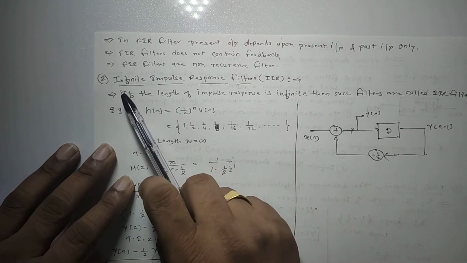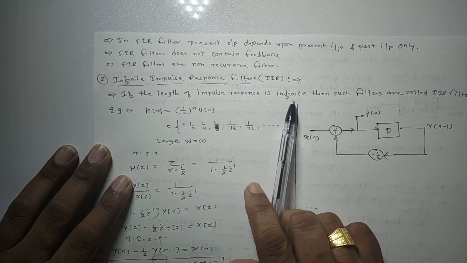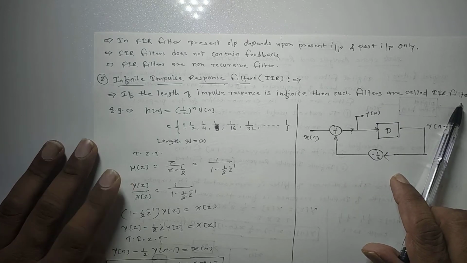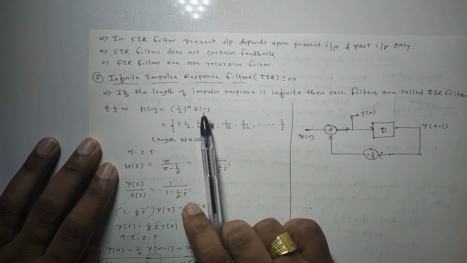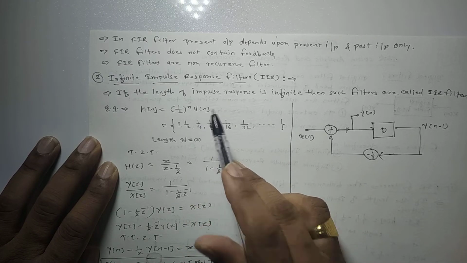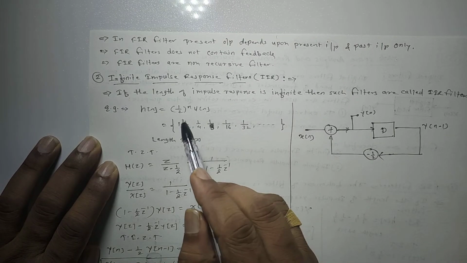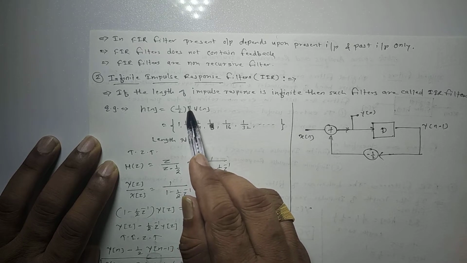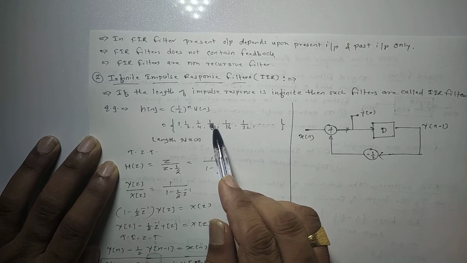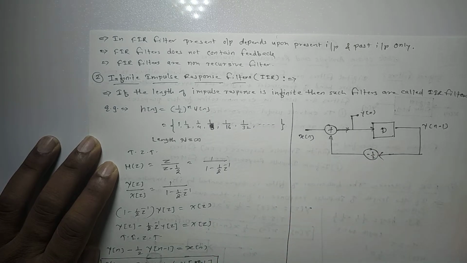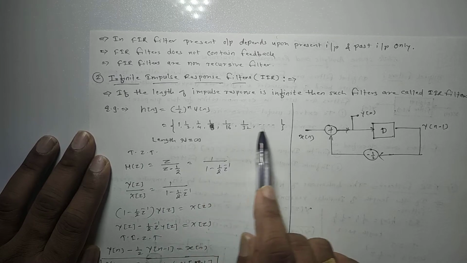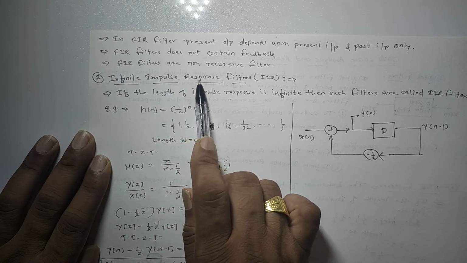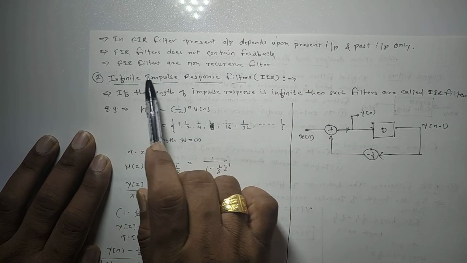Okay, now the second one will be the IIR filter. If the length of the impulse response is infinite, then such filters are called IIR filters. For example, h of n is equal to half raised to n, u of n. Now u of n has value 1 for n greater than or equal to 0, from n equal to 0 to infinity. If we put n equal to 0, we get 1. If we put n equal to 1, you get half. n equal to 2, 1 by 4, 1 by 8, 1 by 16, 1 by 32, 1 by 64 and so on. It continues up to n equal to infinity. So the length of this impulse response is infinite, and therefore such a filter we call an infinite impulse response filter.